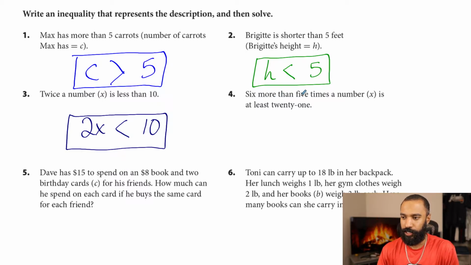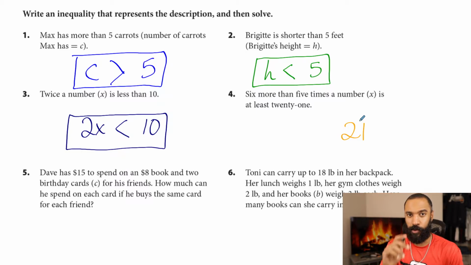Number 4, 6 more than 5 times a number is at least 21. Okay, so let's start with the 21 on this side because that's easy to write. Something is at least 21. So what does at least mean to you? To me, it means that it can be 21 or it can be more than it. So we're looking at something over here that's going to be greater than or equal to 21. Now, how do we write that expression?